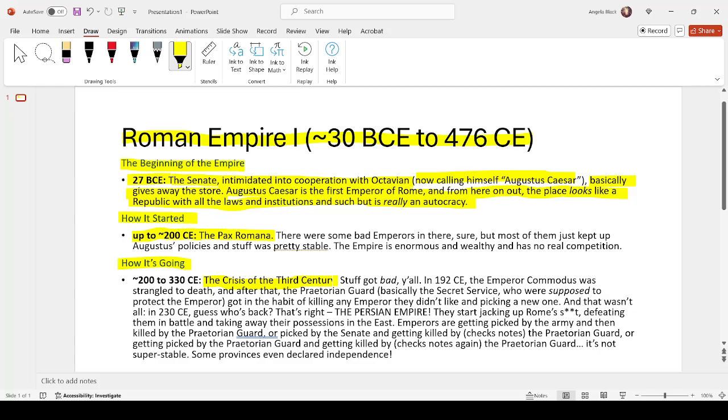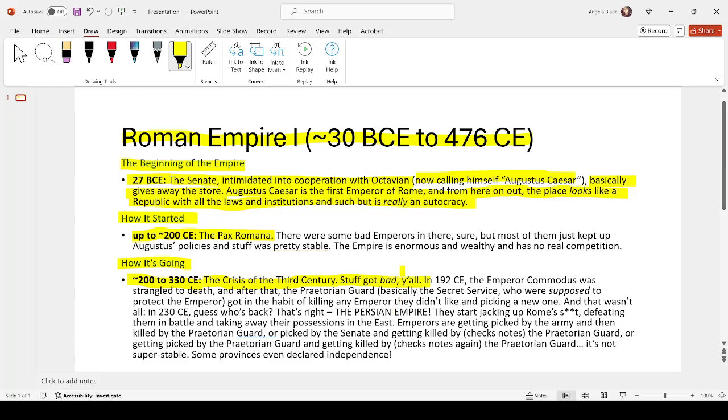The crisis of the 3rd century, that would be in the 200s, and spilling over a little bit into the early 300s. So the 3rd century is the 200s, spills over a little bit into the 300s. The crisis of the 3rd century, stuff got bad, y'all.